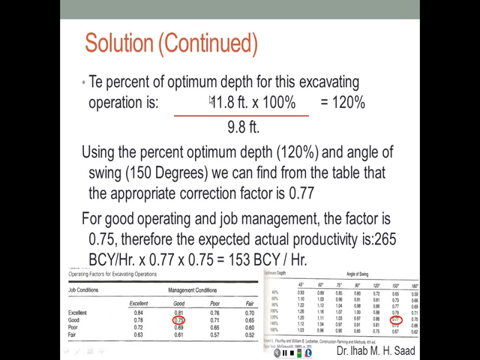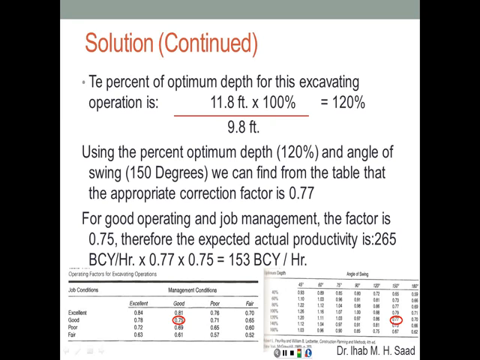The percent of optimum depth for this excavating operation is, now we have the optimum is 9.8, the actual is 11.8, so that's equivalent to 120% of the optimum. Using the percent optimum depth, 120, and the angle of swing 150 degrees, and the tables that we have seen on the previous slides, we find from the table that 120% with 150 degrees gives 0.77.